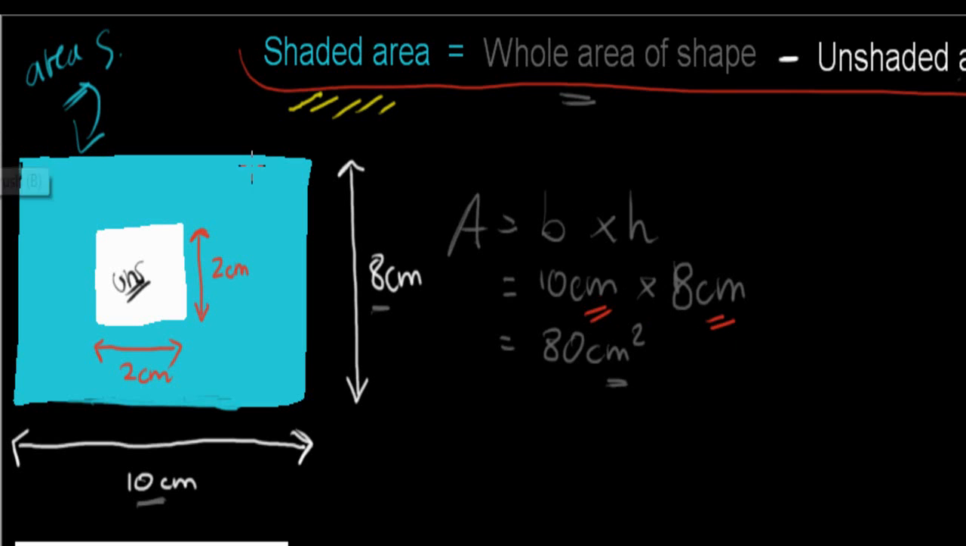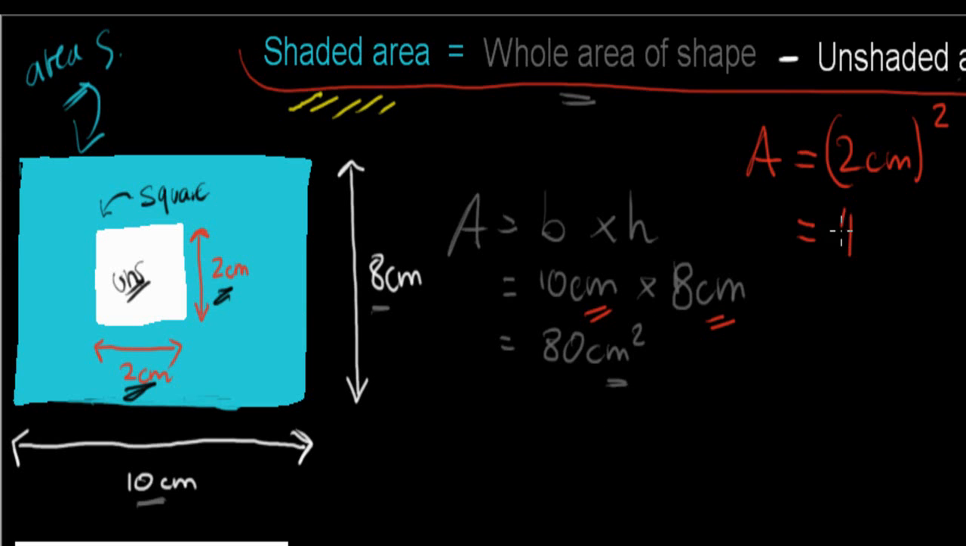Now, from that 80 centimeters squared, we have to take away the unshaded area. So the area here, and this is here as a square because all the sides are equal in length. So 2 centimeters here, 2 centimeters here. So how do we get the area of a square? All we have to do is take one side, in that case that could be 2 centimeters, and square that one side. So that's to the power of 2. So what I drew here in red was the unshaded area. So this would be 2 to the power of 2 is 4. So in this case, that's 4 centimeters squared.